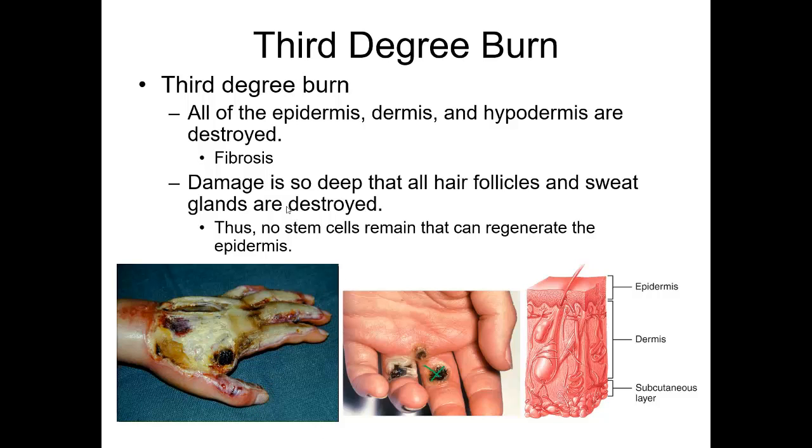Now, a third-degree burn can also cause loss of function. The damage can be so bad here that all the hair follicles and sweat glands could be destroyed, and therefore there could be no stem cells remaining to regenerate the skin here to begin with. This is also the type of burn that is most likely to develop a secondary infection, and victims of third-degree burns are also most likely to develop severe dehydration.